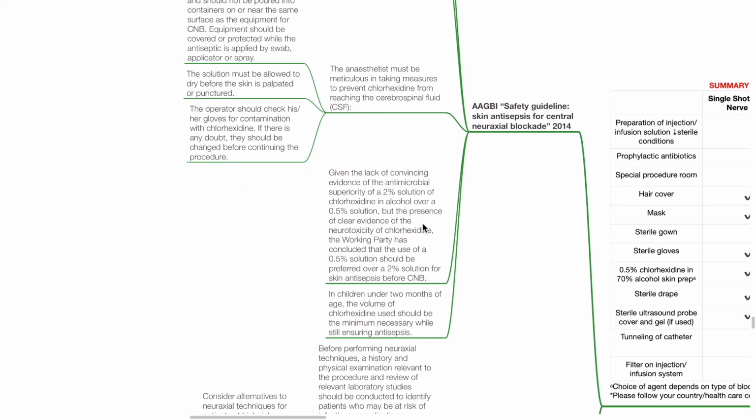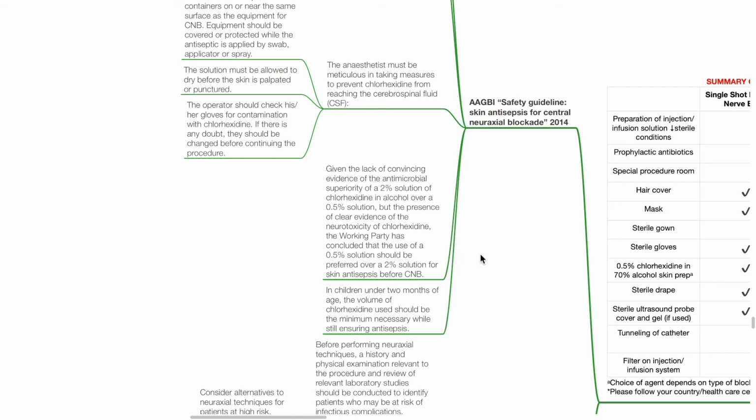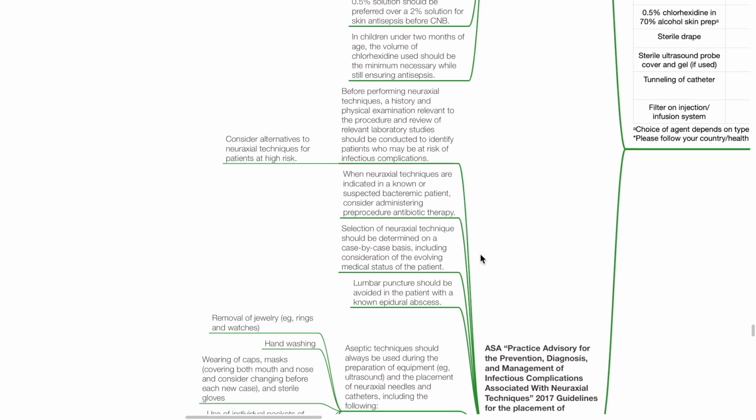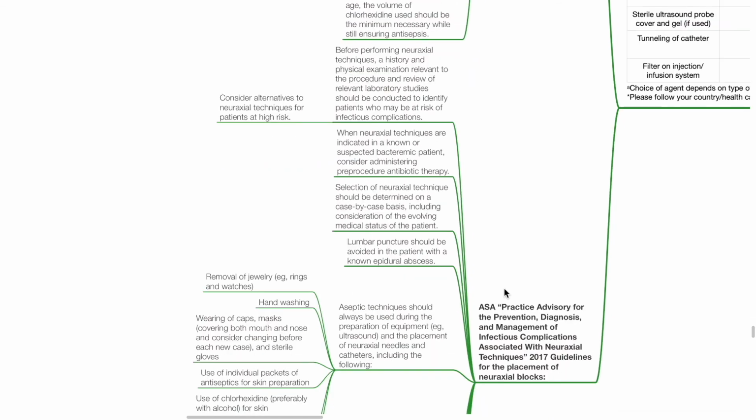Given the lack of convincing evidence of the antimicrobial superiority of a 2% solution of chlorhexidine in alcohol over a 0.5% solution, but the presence of clear evidence of the neurotoxicity of chlorhexidine, the working party has concluded that the use of a 0.5% solution should be preferred over a 2% solution for skin antisepsis before neuraxial block. In children under 2 months of age, the volume of chlorhexidine used should be the minimum necessary while still ensuring antisepsis. For completion purposes, the ASA 2017 guidelines for the placement of neuraxial blocks recommendations are included here.